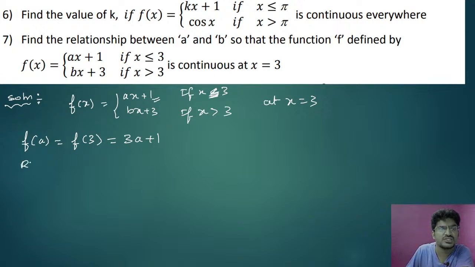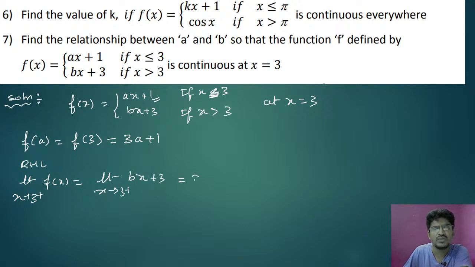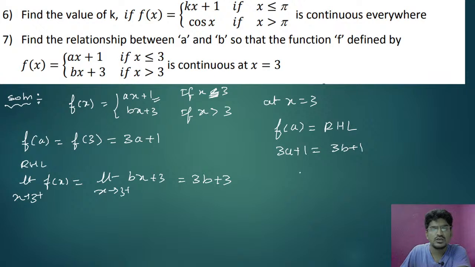Next, let us find RHL directly, because already we have the LHL term here, that is the lesser than term. So limit extending to 3 plus, what is f of x? Take this, limit extending to 3 plus f of x is bx plus 3. So take x value as 3, it will be 3b plus 3. Now you can see that we have to find the relationship between a and b. So for the relationship between a and b, you can write f of 3 equal to RHL, that is 3a plus 1 equal to 3b plus 3. Now you can write it as 3a minus 3b equal to 3 minus 1.